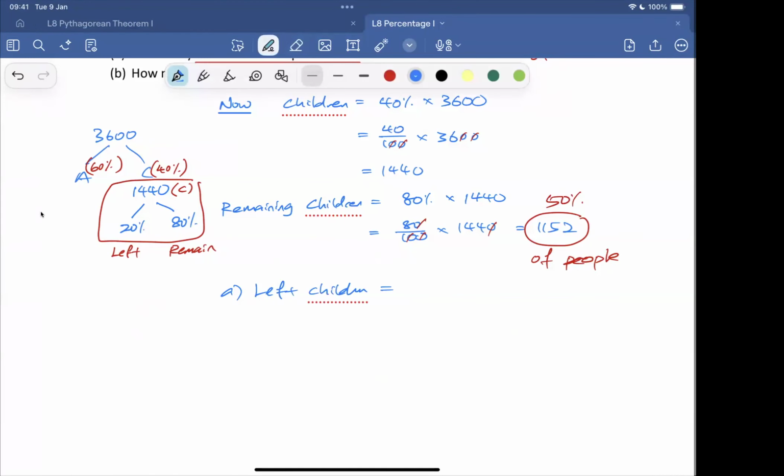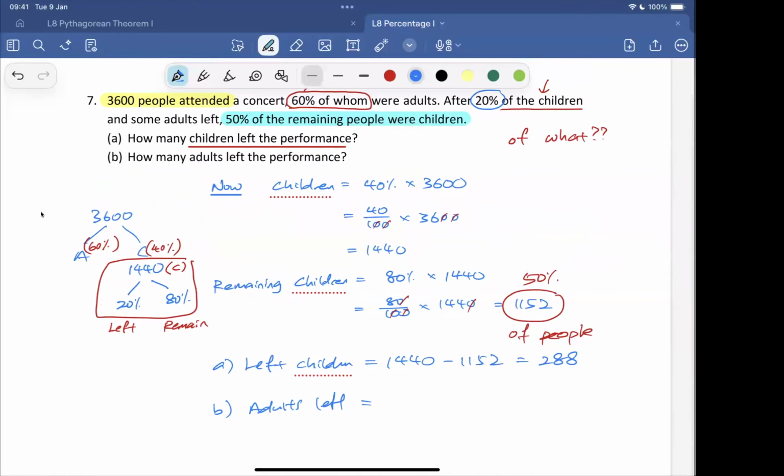Actually, you know what we can do? We already know that there are 1440 children, right? Yes. We know that 1152 remain, right? Yes. So how many left? 288 left. Easy? Yes. Now, how many adults left the concert? Okay, so at first, how many adults were there?